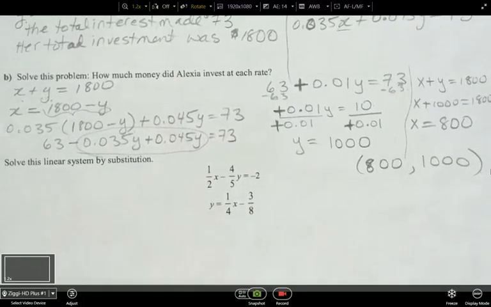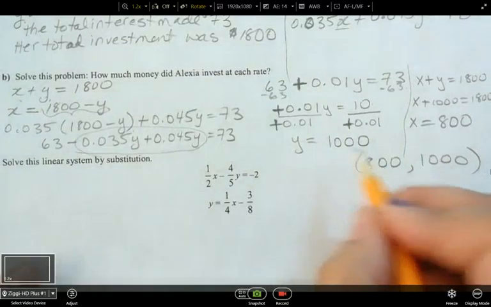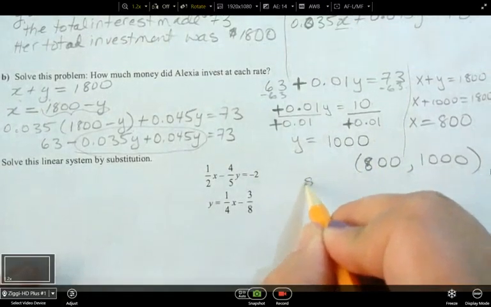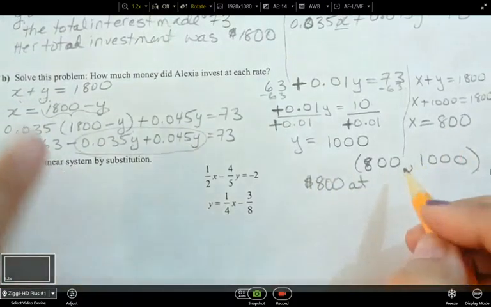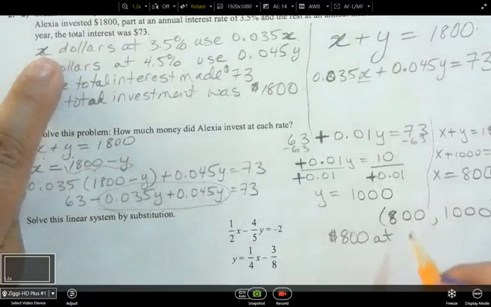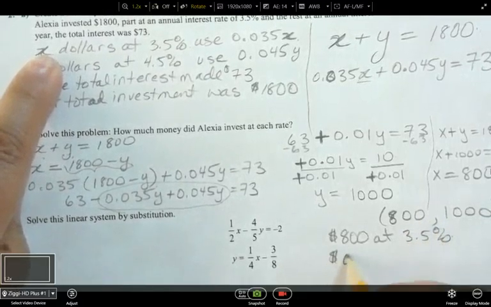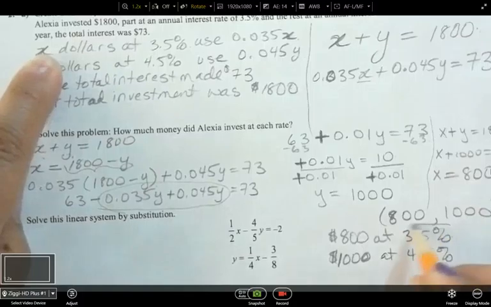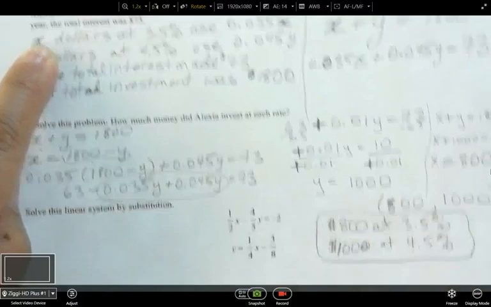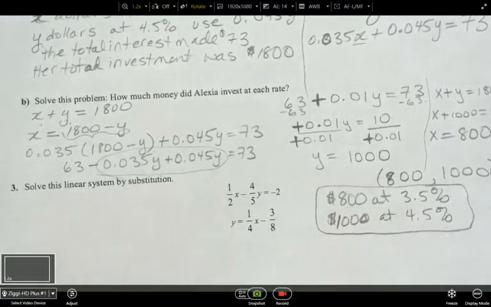So if we're graphing it and showing as a point, this is how we're going to write it. And so we could say she had $800 at, what's the interest rate that was associated with the X? Let's go back up here, at 3.5%. And then $1,000 at 4.5%. So you would have a sentence that involves this information in it as your final solution.